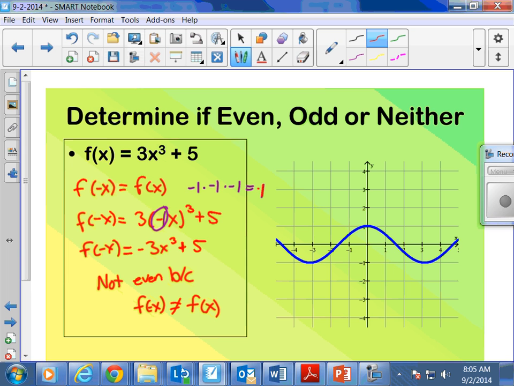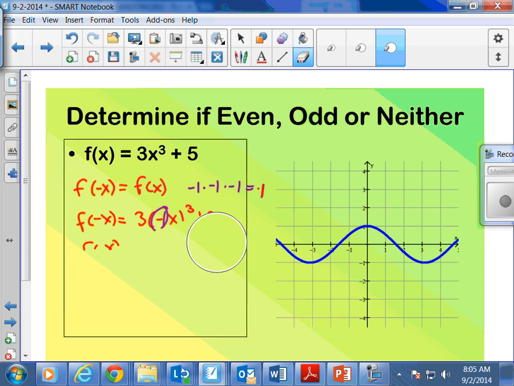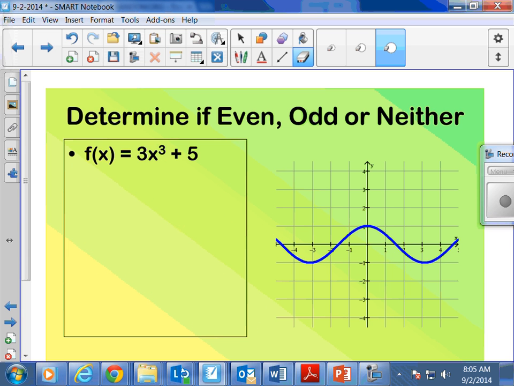Now, let me erase this because we're going to do the next test, which is the test for odd. So go ahead and erase all this here, and test for odd. Now let's find out if it's odd. In order to determine if something's odd, I have to use the test for odd, which means that if f of negative x is equal to negative f of x, then I have a function that's odd. Let's determine if that's true.